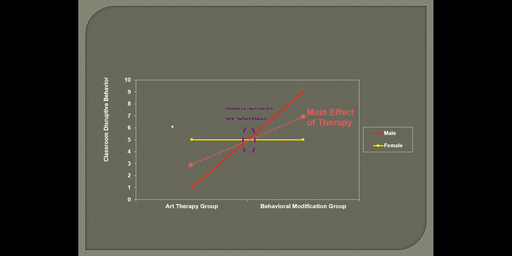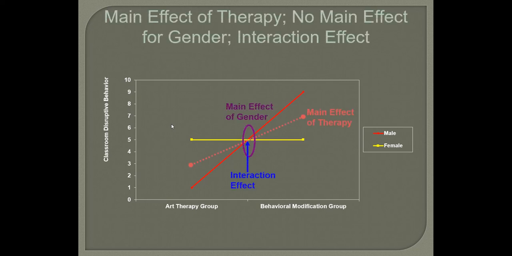So now we're going to look at some other hypothetical possible outcomes. Here we have a main effect of therapy, because you can see on average the behavior modification means are higher than the art therapy means, but that's basically driven by the male group. So here we have a main effect of therapy, no main effect for gender, and an interaction because the males are responding differently to the therapy, whereas the females are responding the same to the therapy.